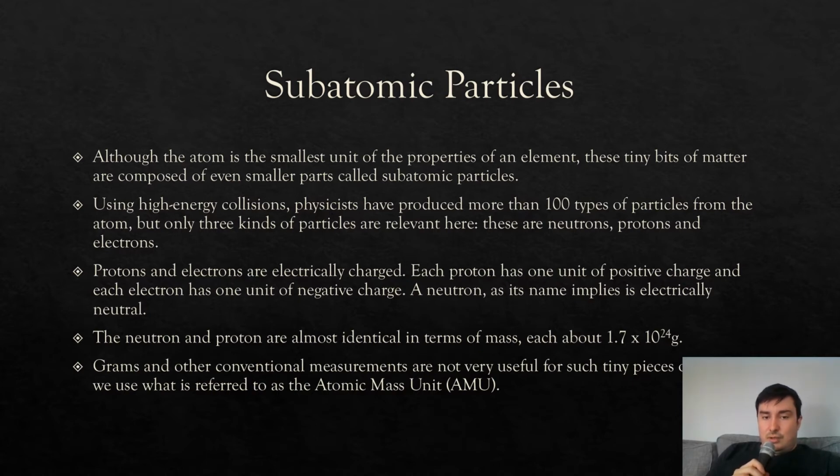The neutron and proton are almost identical in terms of mass, each about 1.7 times 10 to the power of -24 grams. Grams and other conventional measurements are not very useful for tiny pieces of matter, so we use a scientific term called the atomic mass unit.